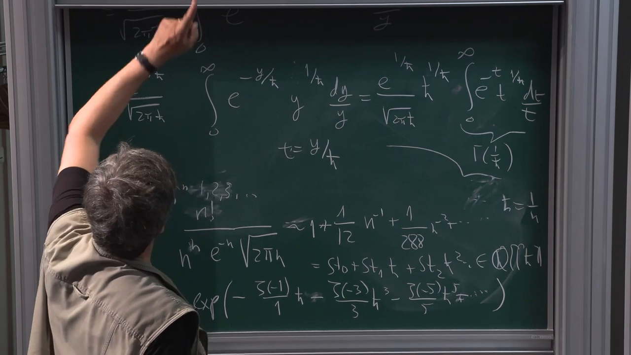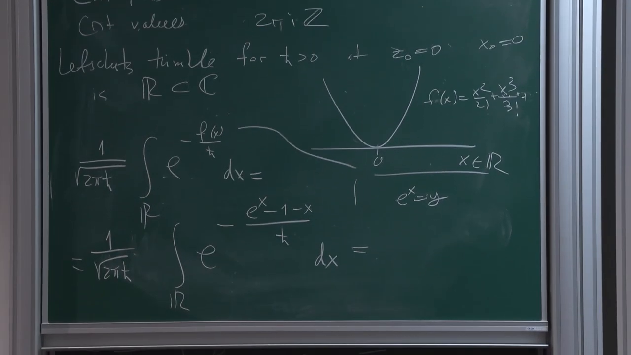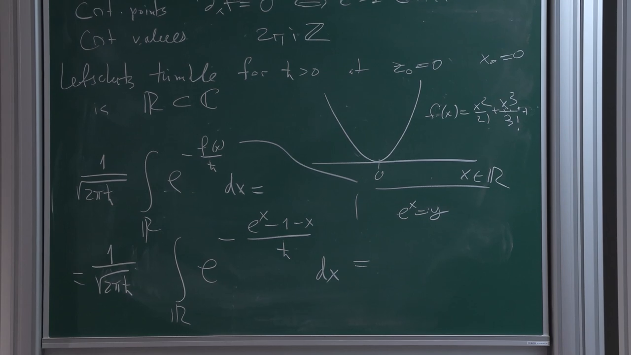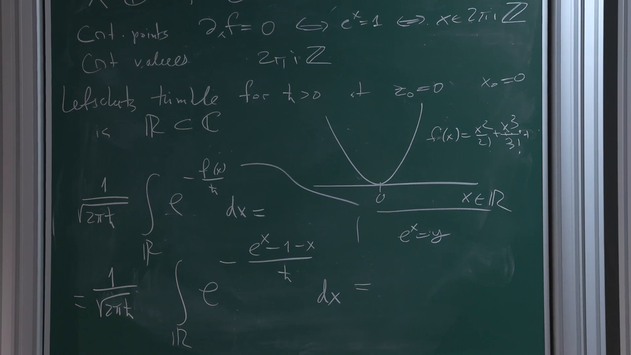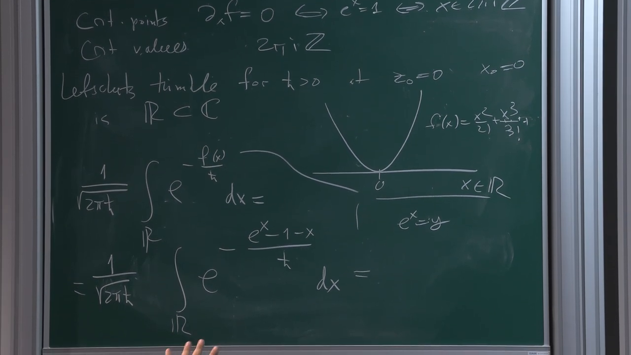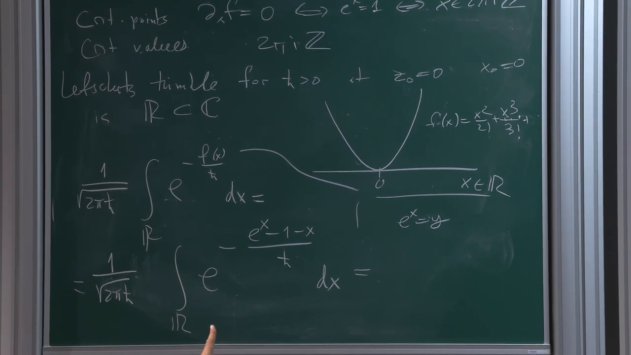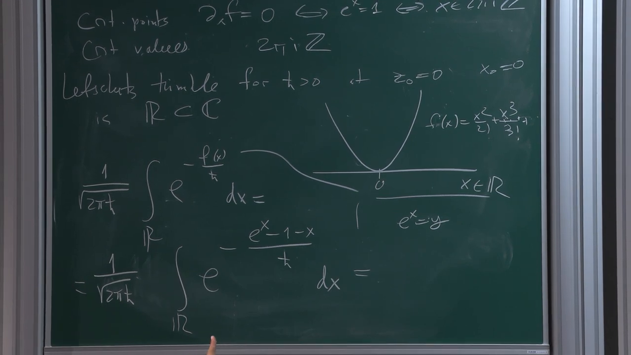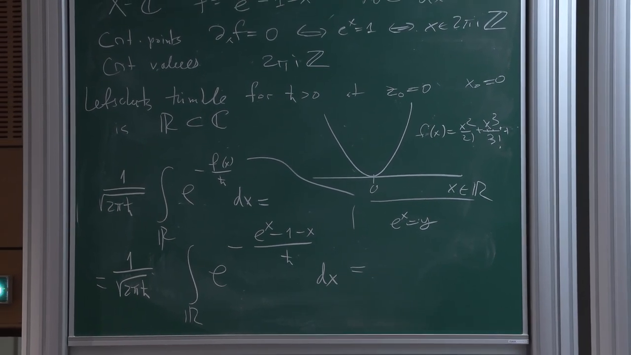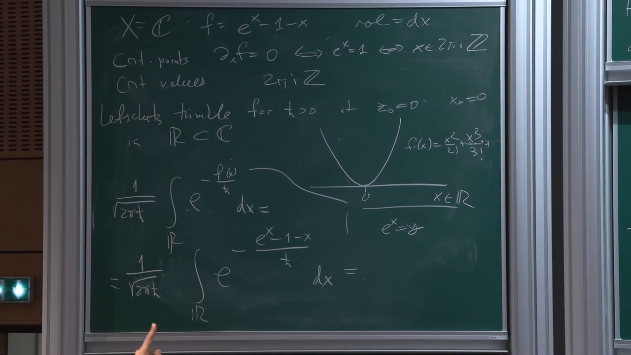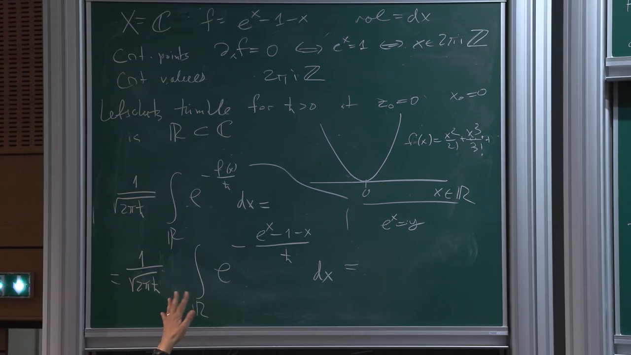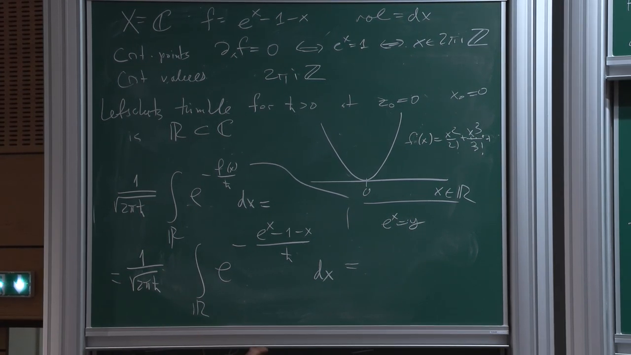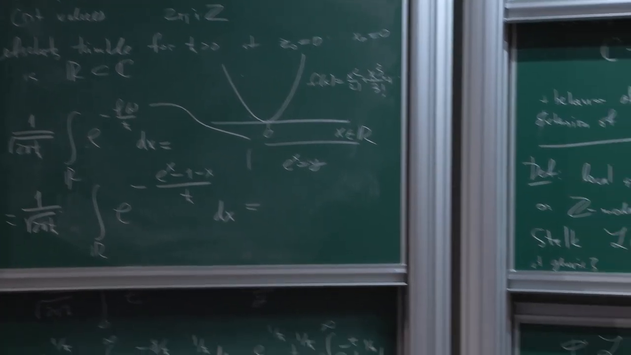I claim that it will be the same series at any other critical point. The integral, after rescaling by the critical value, will have absolutely the same expansion everywhere. If you shift x by 2πi, then the function f is shifted also by a multiple of 2πi, and the exponent will be multiplied by the exponent of the constant, which we cancel. So this series will be the same at every point.